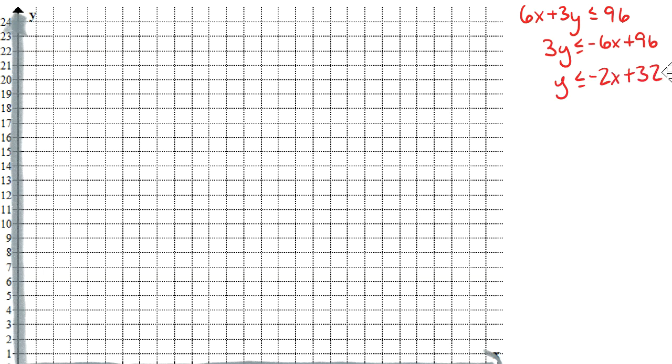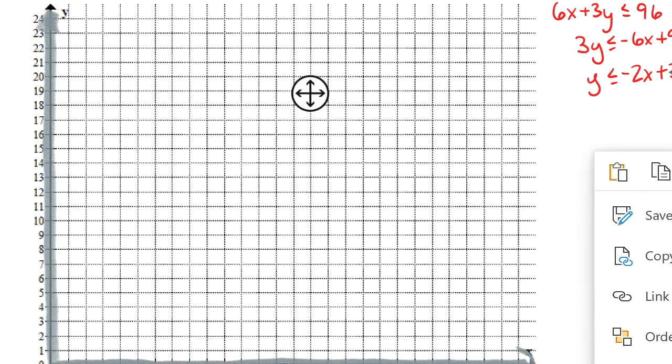Okay. Now, off to the side, I'm going to start solving for y in these. So the first one is 6x plus 3y is less than or equal to 96. All right, so if we solve for y, we're going to subtract 3x from both sides. Get 3y is less than or equal to negative 6x plus 96. And then divide both sides by 3. Get y is less than or equal to negative 2x plus 32.